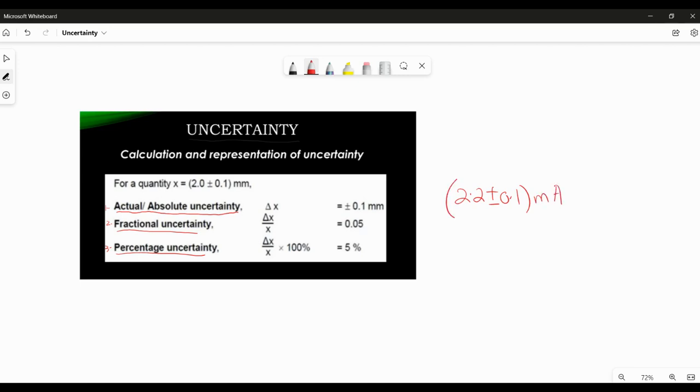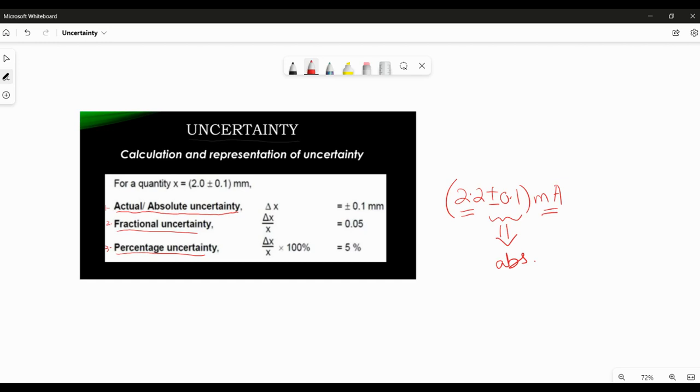milliampere. This is some current value in milliamperes. Whenever we see a data value written with some uncertainty like this, this particular form of uncertainty is known as absolute or actual uncertainty, like we have seen previously. Now, what do the other forms of uncertainty mean? Fractional uncertainty and percentage uncertainty.